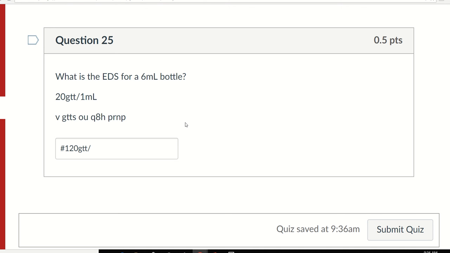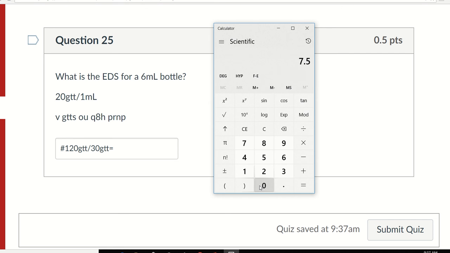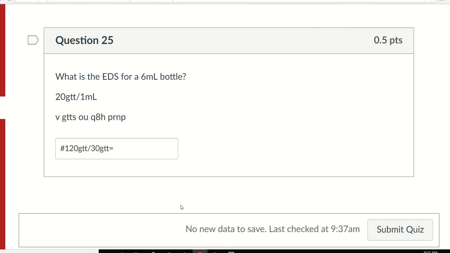How many drops can they use in a day? How much is it per dose? 5. How many eyes? 2. How many times a day? 3 doses in a day, right? In a 24-hour period, there are 3 doses. So 5 times 2 times 3. So how many drops do they use in a day? 30. So 120 divided by 30, and make sure you round down. So it's going to be 4 days. So just enter 4 for the EDS.